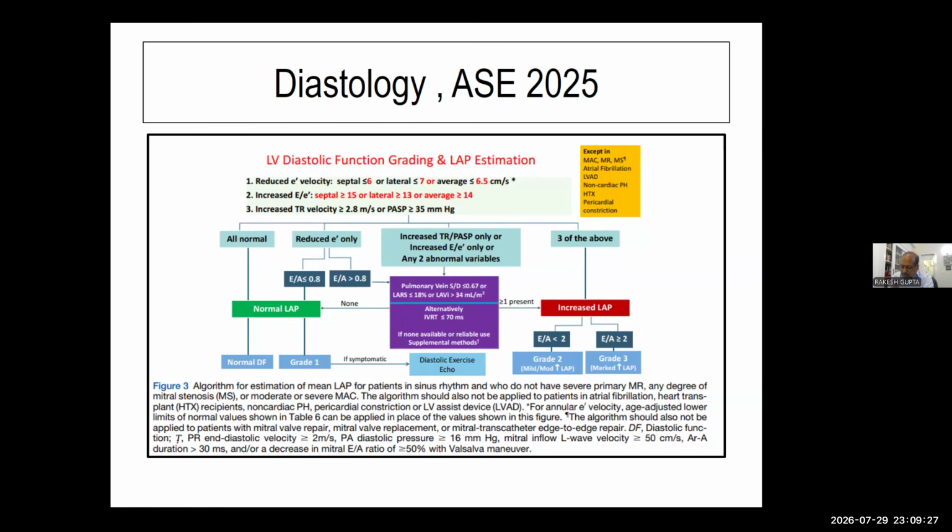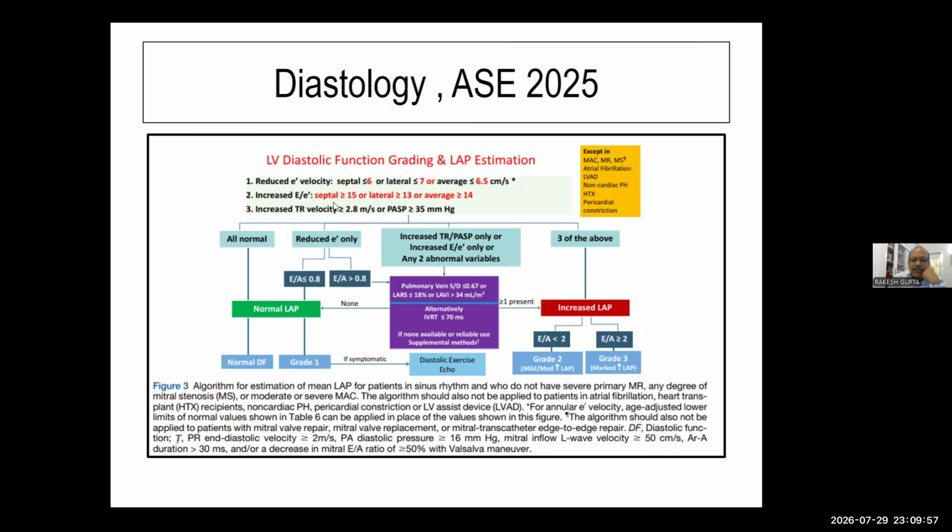So what was my E prime septal? It was 4 centimeters, so it's less than 6. What was my E prime lateral? Again 4, less than 6. Both of them were 4, so average would be 4, less than 6.5. So the first parameter is positive.